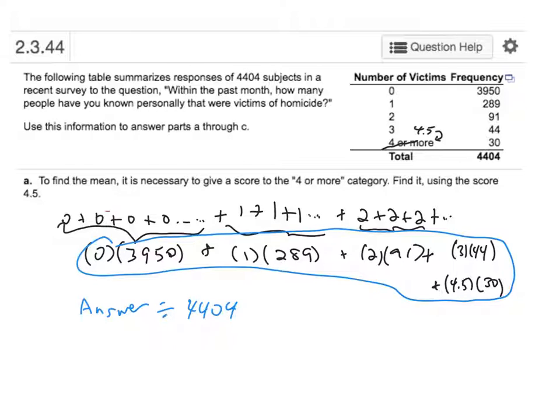And I believe, if you want to check it for this one, it's telling me that the answer is about 0.17, which makes sense. It should be close to 0 because the vast majority of answers are 0. Notice that the median, part B is going to ask about the median. The median will be the middle number in this long stretch, this 4,404 numbers that you wrote up here. The median is going to be the middle value of that. Because there are 4,404 numbers, half of that would be 2,202.